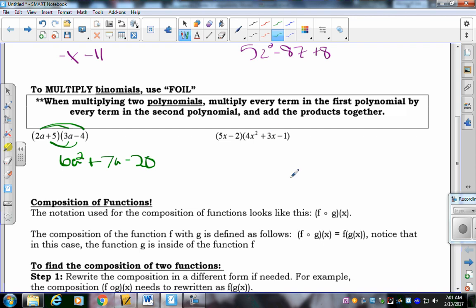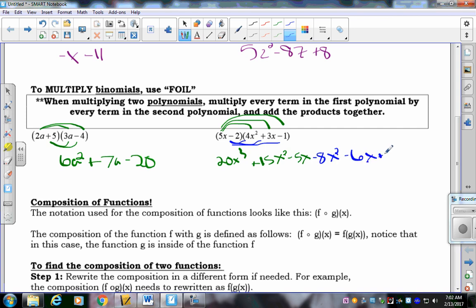All right, same thing over here. We have a little more terms than just foiling, but same thing, you're just distributing. So I'm distributing the 5x to everything over here, which gives me 20x cubed plus 15x squared minus 5x. All right, now I'm going to go ahead and I'm going to distribute the negative 2. Please be careful of your signs. Which gives me a negative 8x squared minus 6x plus 2.